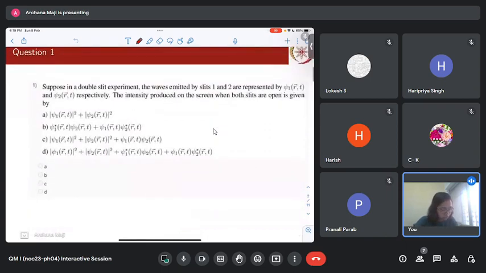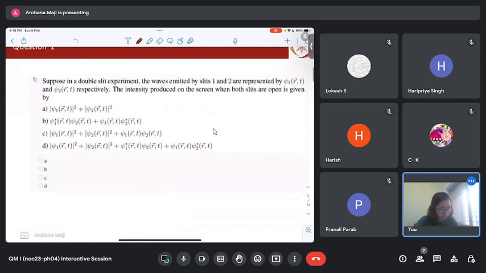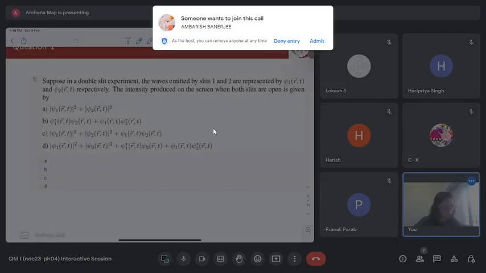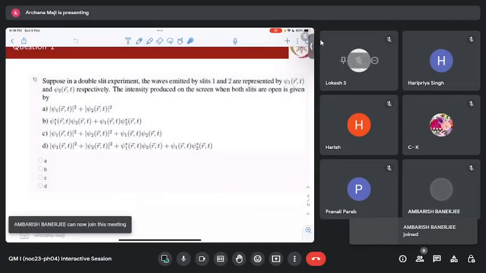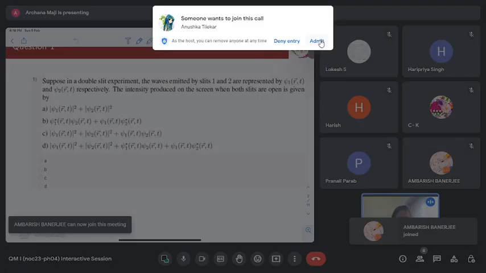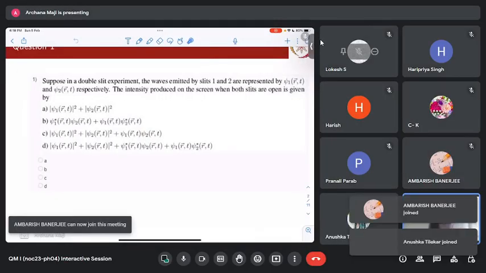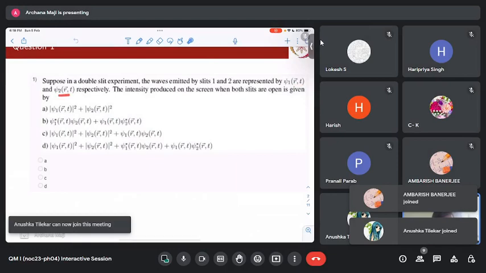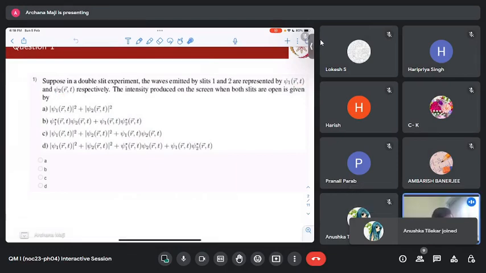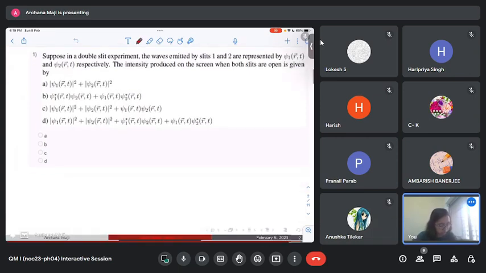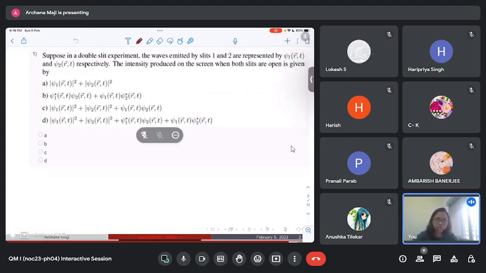So this is the first question. Suppose in a double slit experiment, the waves emitted by slits 1 and 2 are represented by psi1 and psi2 respectively. What would be the intensity produced on the screen when both slits are open? Okay. So do you know the answer to this question? Can someone respond? Maybe on the chat box, or if you prefer, you can unmute yourself and answer.